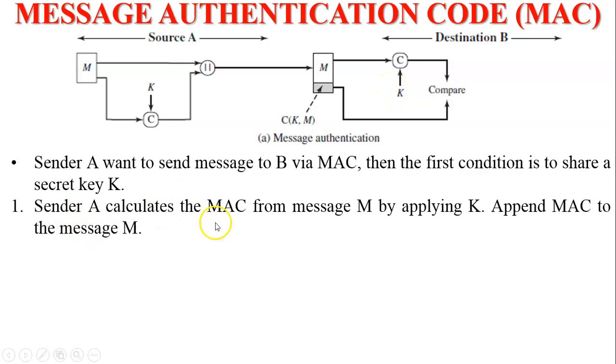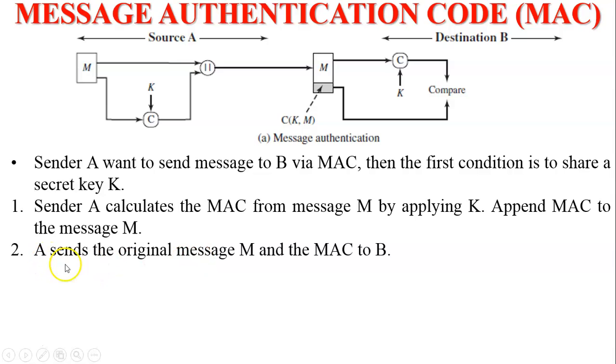Sender A calculates the MAC from the message M. Now you can see over here this is message M. From message M, with the help of K, a MAC is generated. This generated MAC is appended to the message M. Next, it sends the original message M and the MAC to B. So this appended message and MAC are sent to the receiver B.